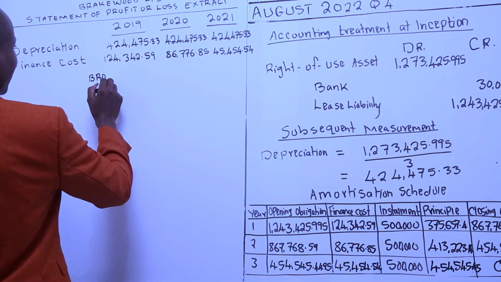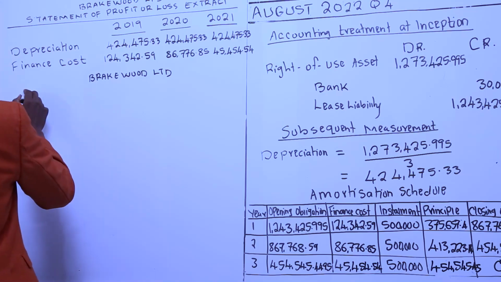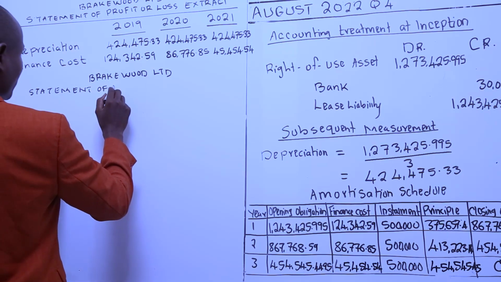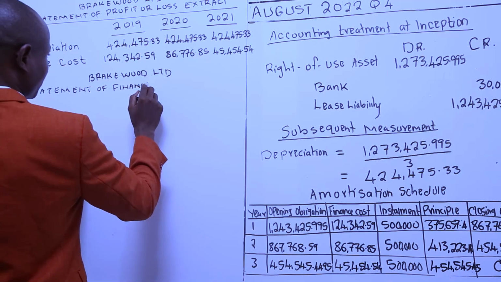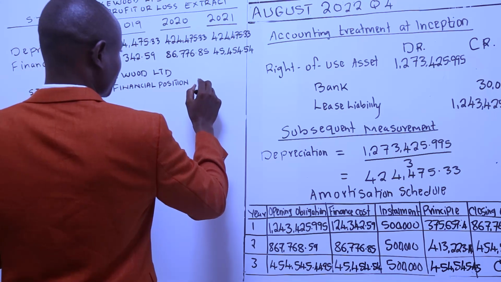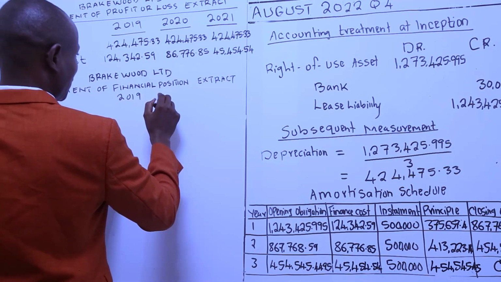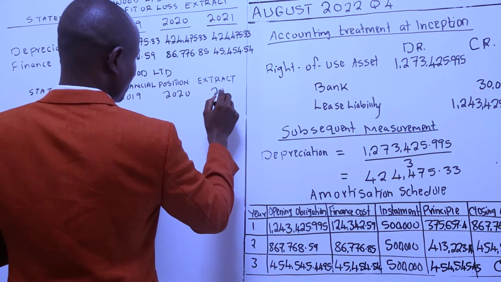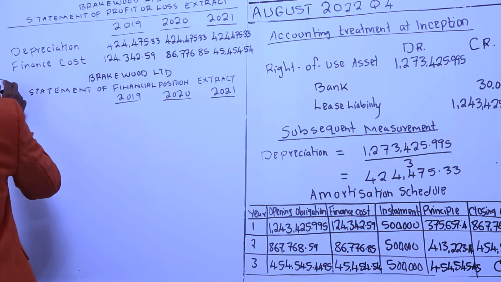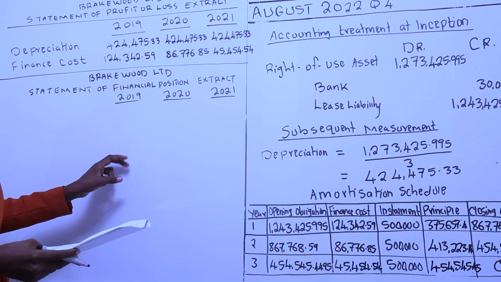Breakwood Limited, statement of financial position extract, again for 2019, 2020 and 2021. That is the statement of financial position extract. We could differentiate the two. So we go to the statement of financial position extract.